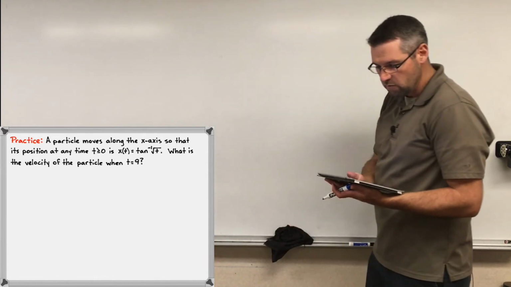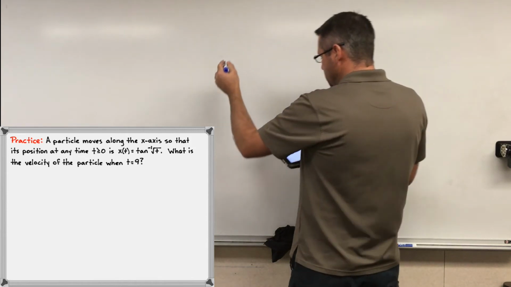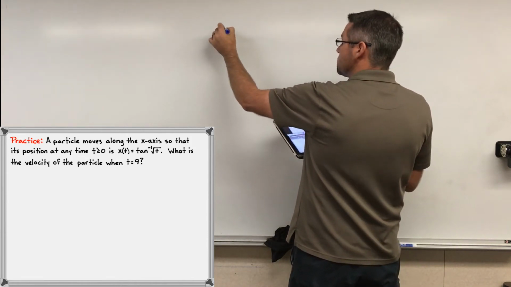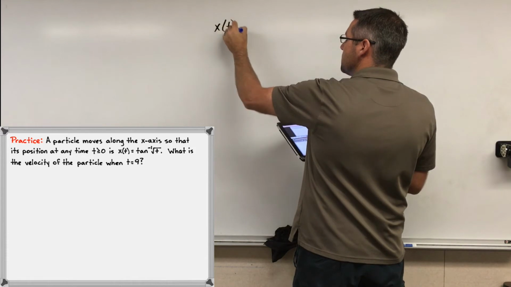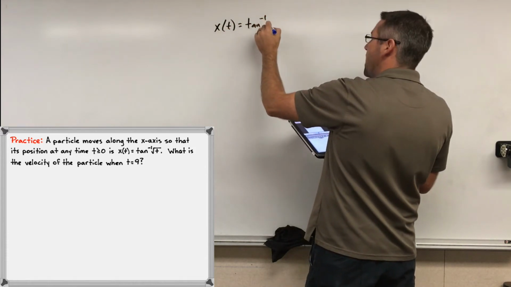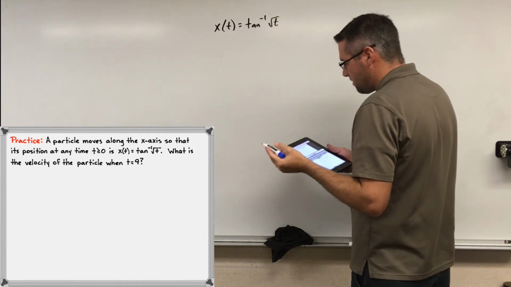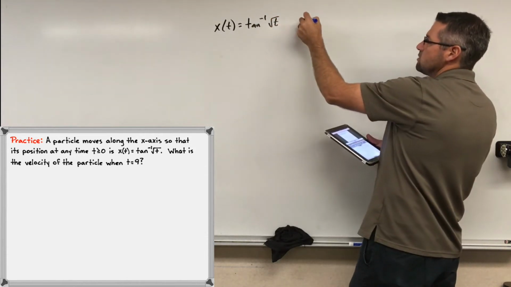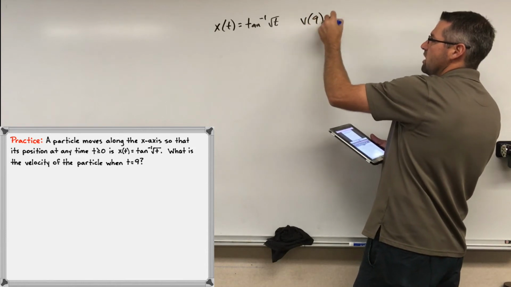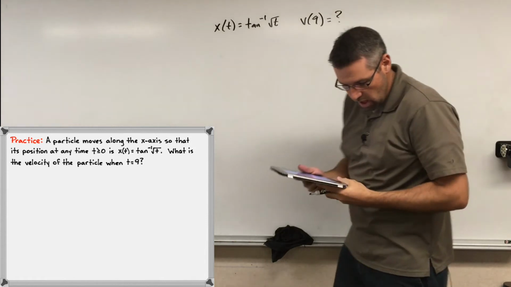It says a particle moves along the x-axis so that its position at any time t greater than or equal to 0 is written as x of t equals the arctangent of radical t. What is the velocity of the particle when t equals 9? So essentially I'm looking for v of 9. What is v of 9? What's the velocity when t equals 9? So how do we do this?